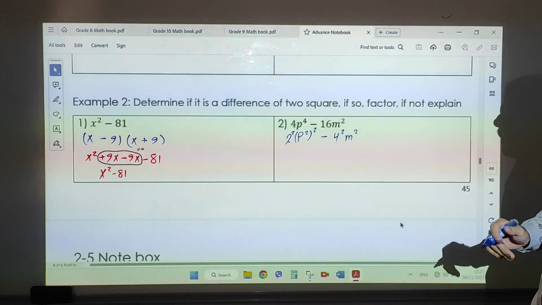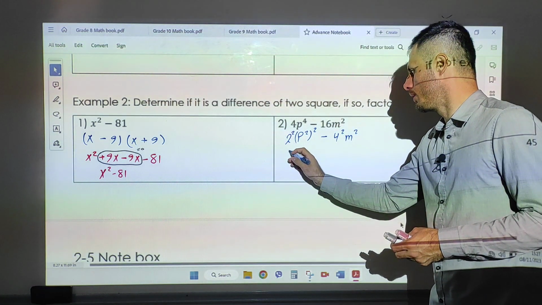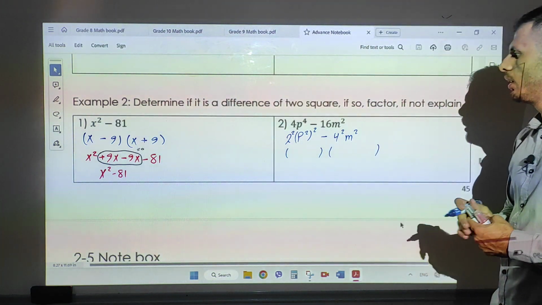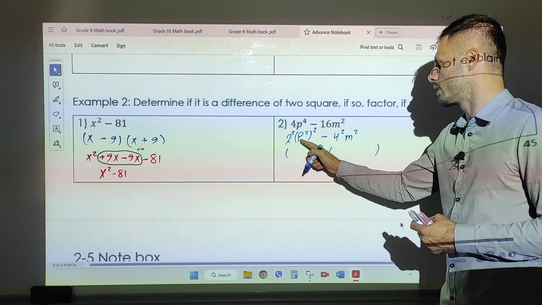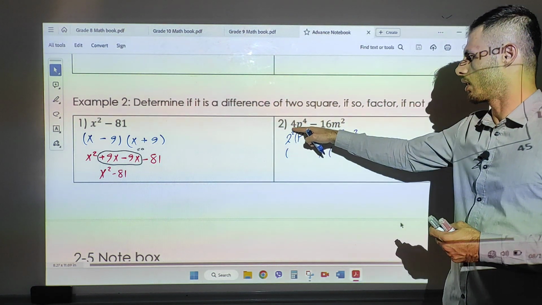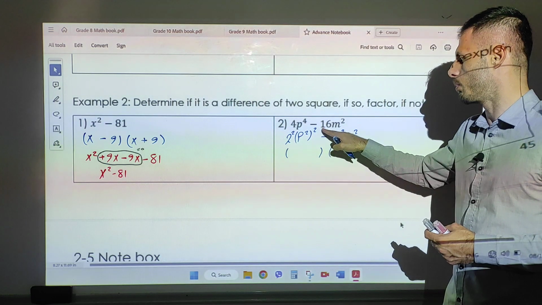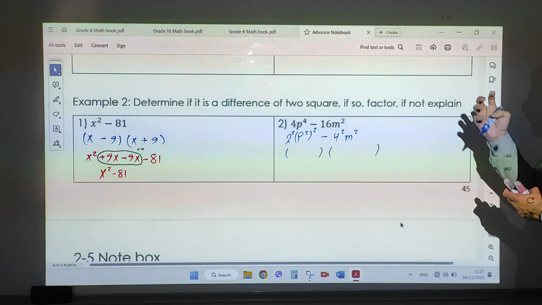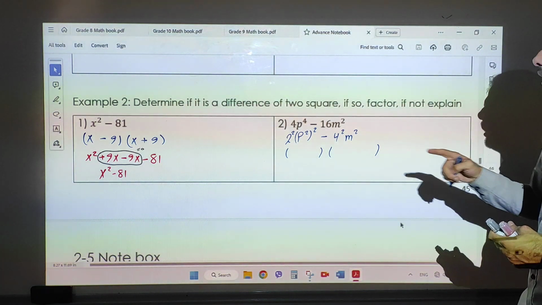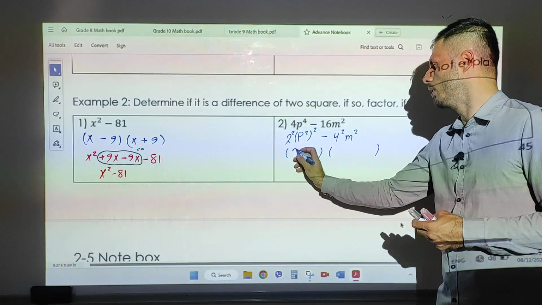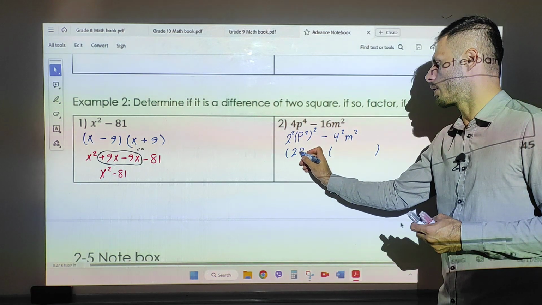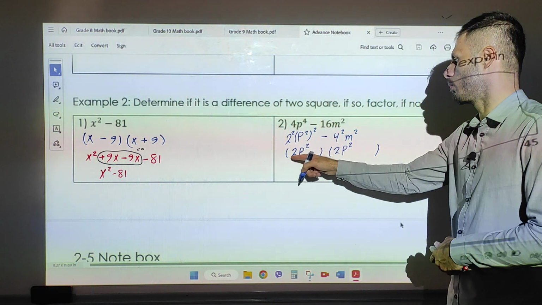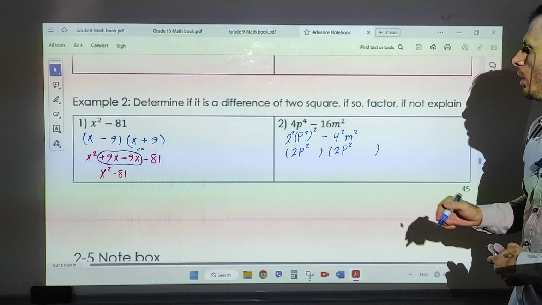You open two brackets, then it is 2p power 2. Be careful about writing these powers. You don't write these two powers because we just show that they came from something power 2. Square root of that is 2. Square root of that is p power 2. So 2p power 2 for this one, 2p power 2 for this one.